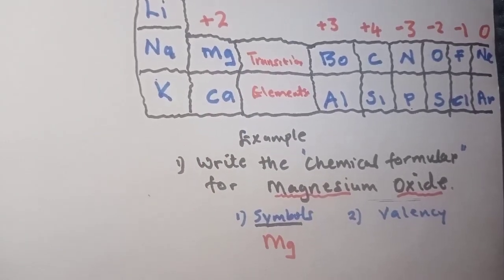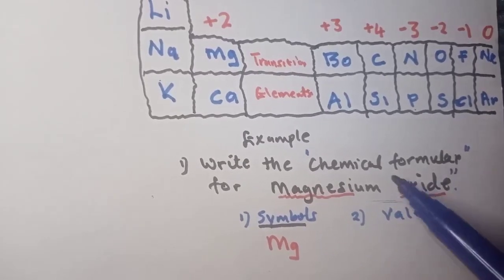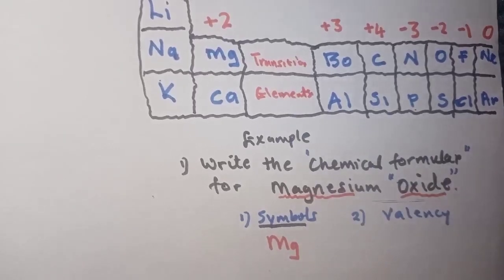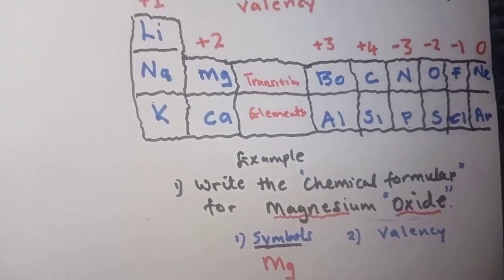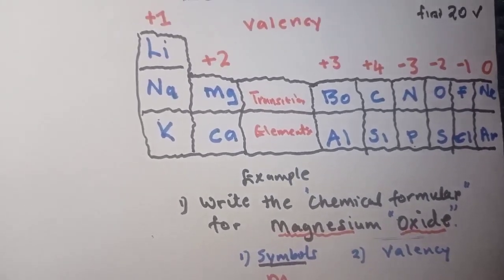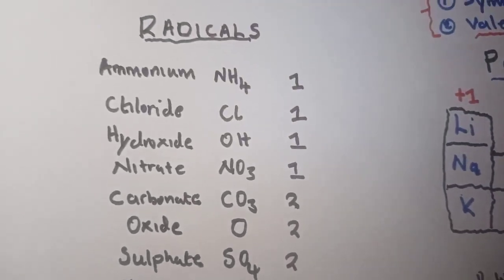Then oxide. What's the chemical symbol for oxide? Now oxide is interesting because when you search for oxide on the periodic table, you're not going to find oxide. Instead you're finding what? Oxygen. There's only oxygen. Now there is another group of substances that I want you to know, and these we call radicals. Let's look at radicals in a few minutes.